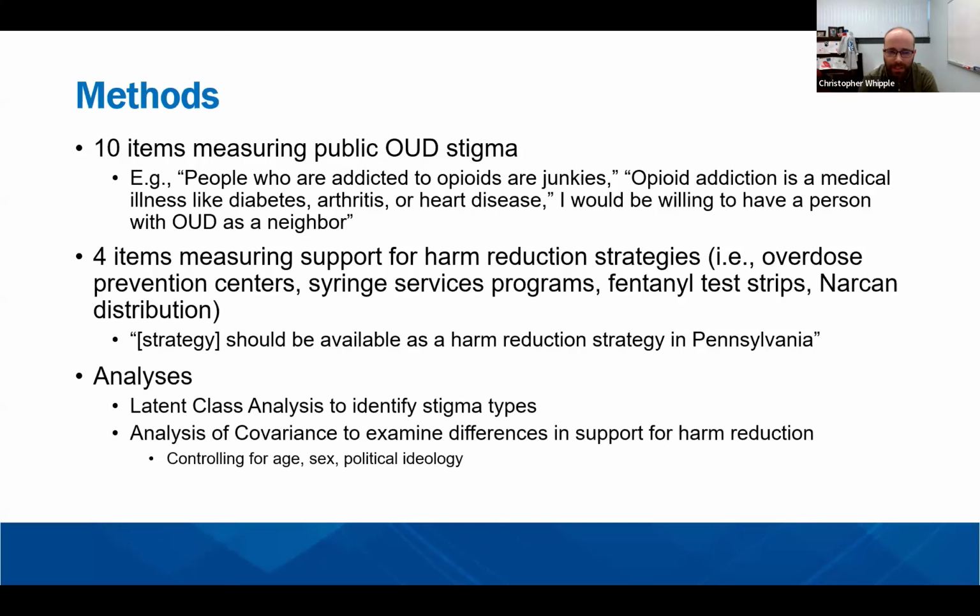For those that are really interested in stats, which I imagine is not a huge portion of the population, but it is for me, this is how we analyze the data. We used latent class analysis to understand groups of stigma or types of stigma that we see in our rural counties. And then analysis of covariance to examine differences in support for harm reduction based on the type of stigma that people reported.